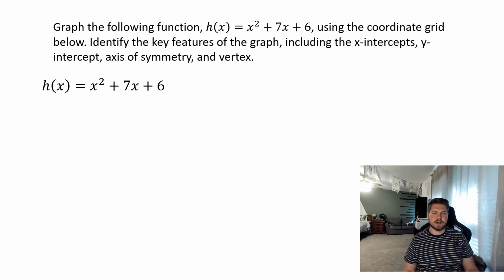Graph the following function, h of x equals x squared plus 7x plus 6. Using the coordinate grid below, identify the key features of the graph, including the x-intercept, y-intercept, axis of symmetry, and vertex. All right, so here's where things get a little more spicy, so to speak. Well, actually, I don't think we need to convert this one. Sorry, we can keep it exactly how it is and still solve most of this.